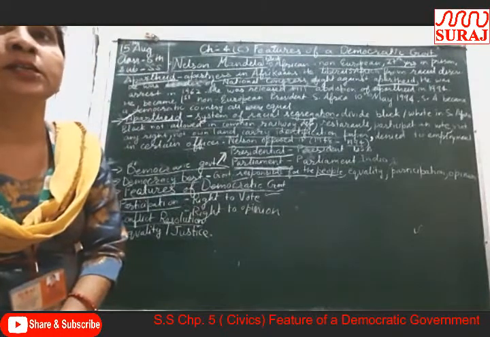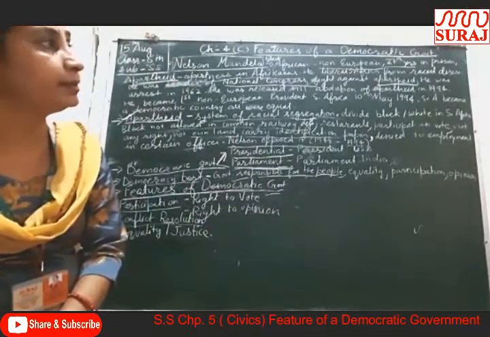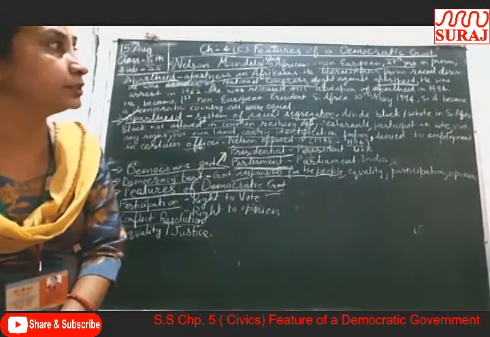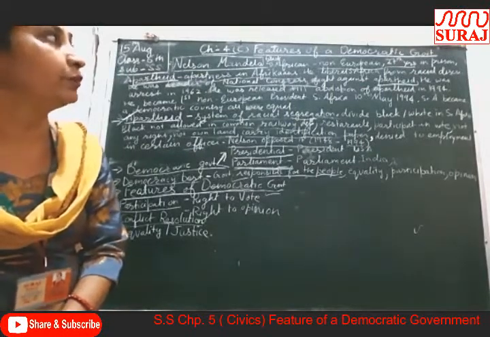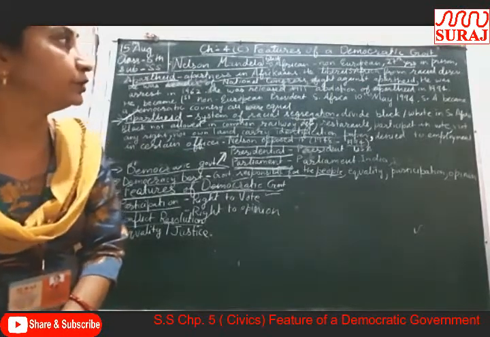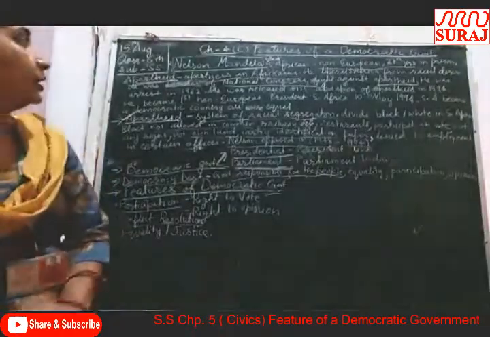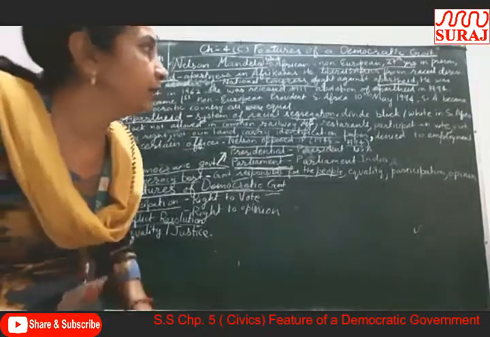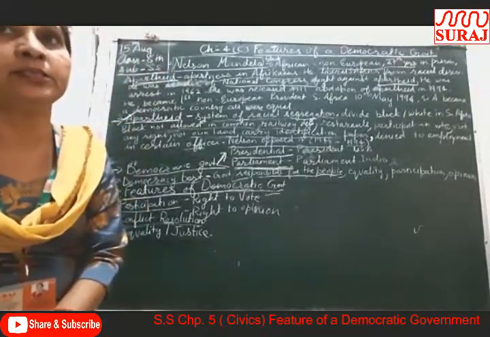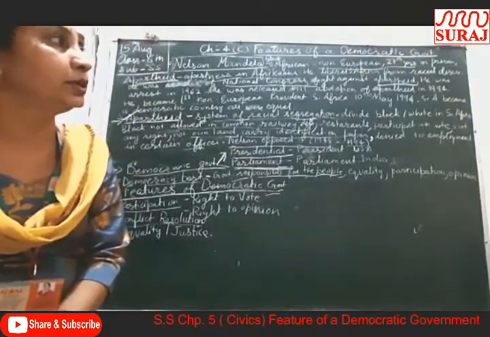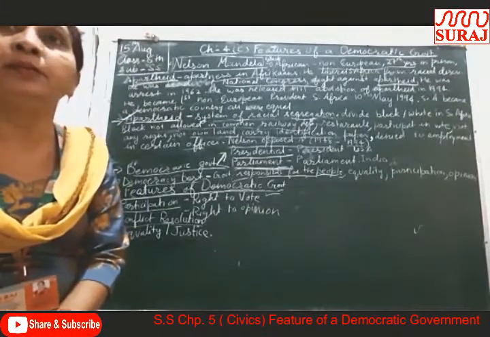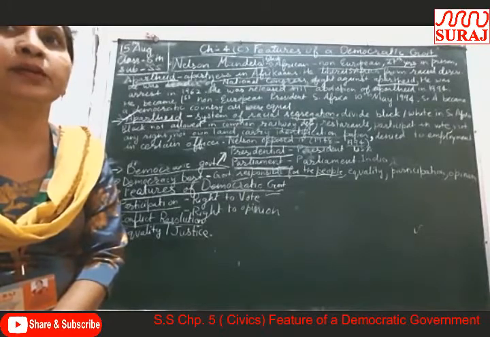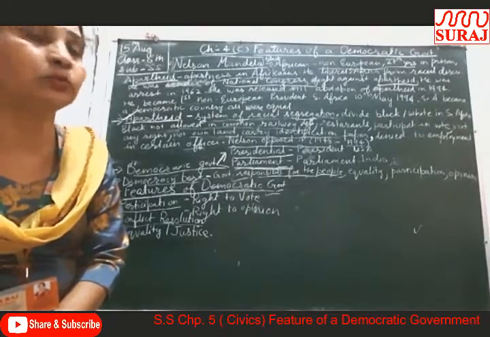He fought for nearly 27 years and in 1994 he became the first black South African president of South Africa. He was the leader of the African National Congress and he abolished apartheid in 1994, and South Africa became a racially democratic country.